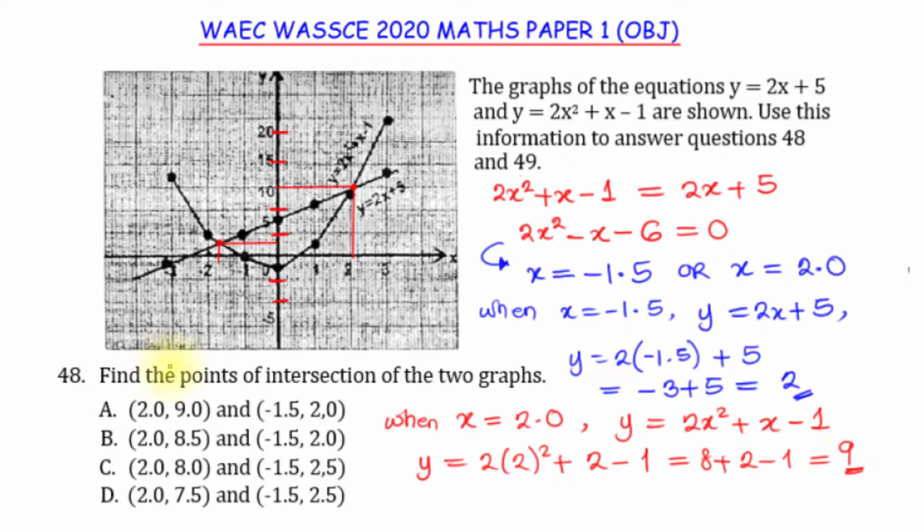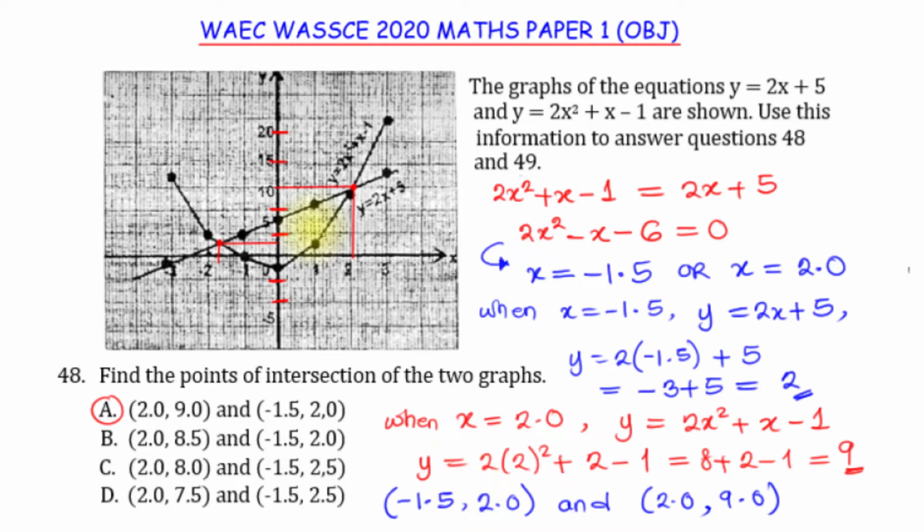So that is going to give me the solution: in the first case, when x is minus 1.5, what is the corresponding value of y? It is 2.0. And in the second case, when x is equal to 2.0, what is the corresponding value of y? That is 9.0. And you can see, looking at the options that we have, that option A, 2.9 and minus 1.5, 2 is the correct solution to this question.